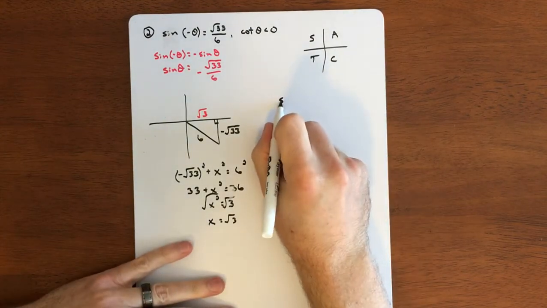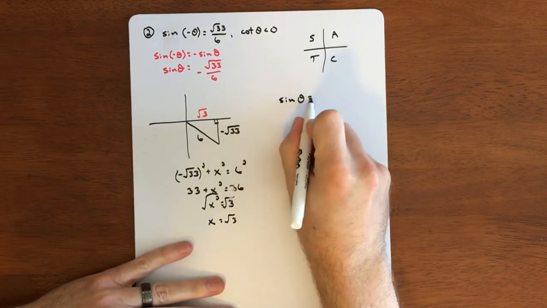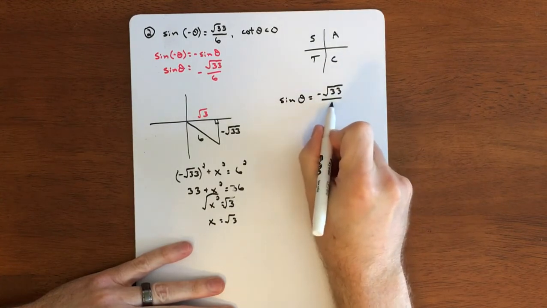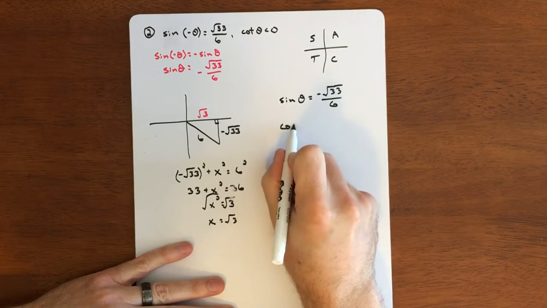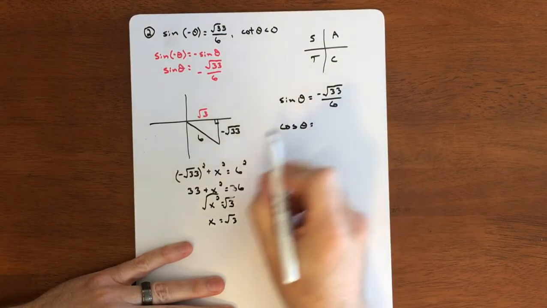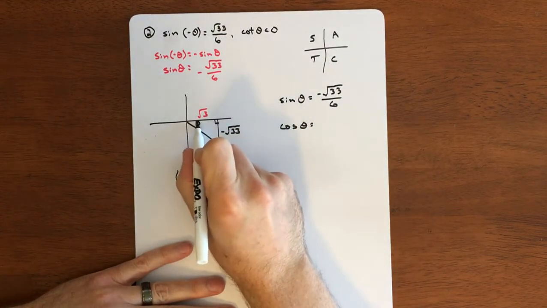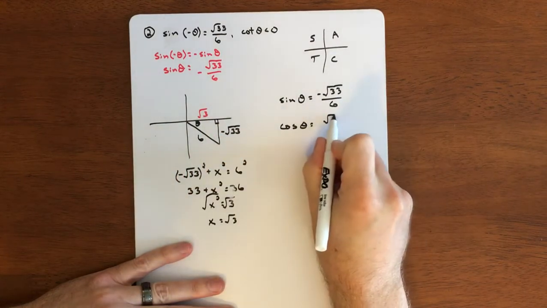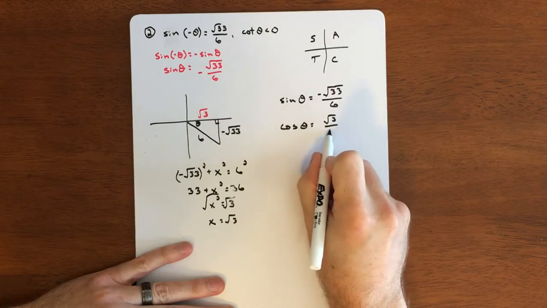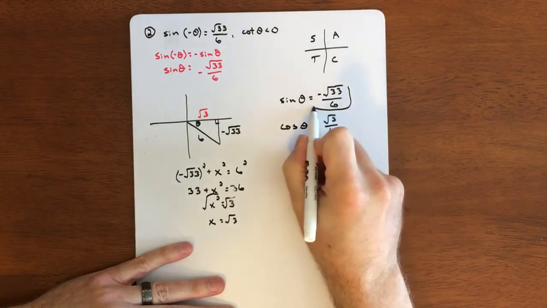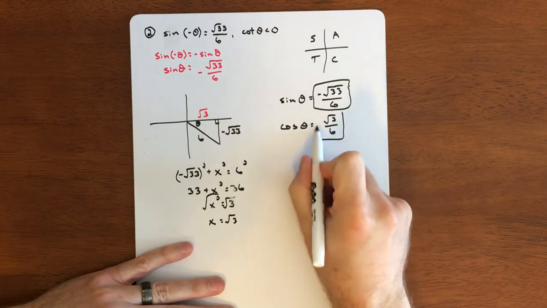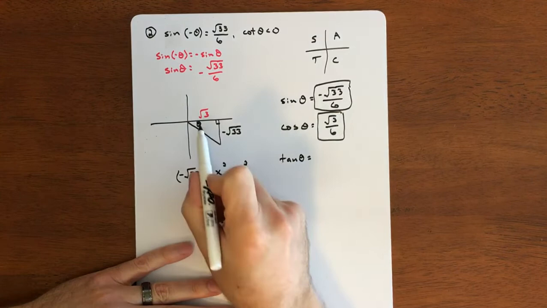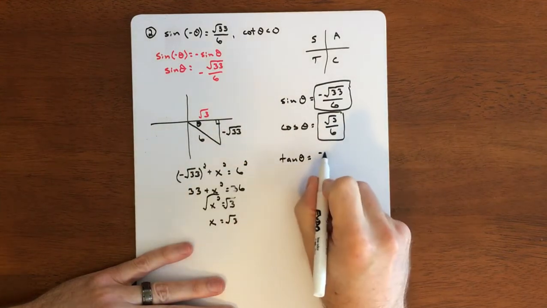Sine of theta we already know equals negative root 33 over 6. Cosine of theta: here's our theta. Sine was opposite over hypotenuse, cosine is adjacent over hypotenuse, so root 3 over 6, and it should stay positive. And then tangent is going to be opposite over adjacent, so negative root 33 over root 3.